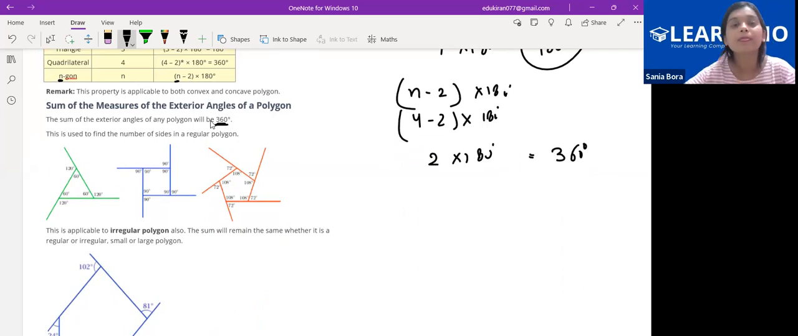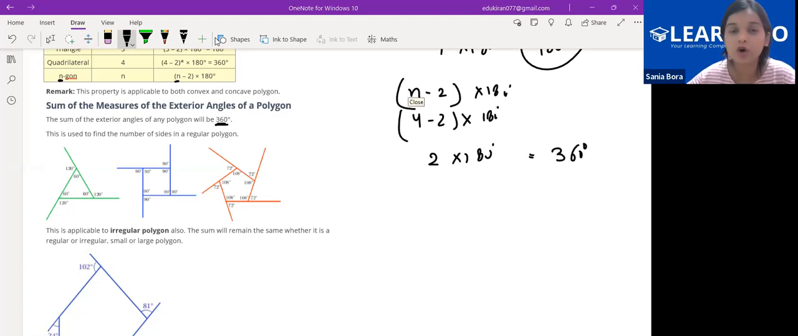If I ask you in a one marker question that the sum of interior angles of all polygons is 180, is this correct or wrong? I'm repeating my question. The sum of interior angles of all polygons is 180. Is this statement true or false? True, ma'am. Ma'am, it's false.